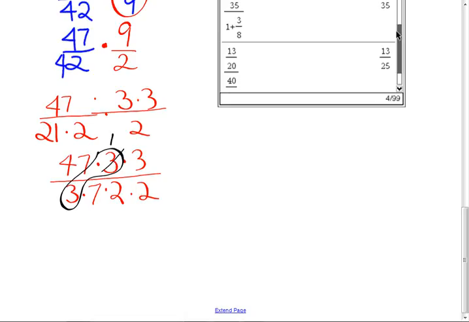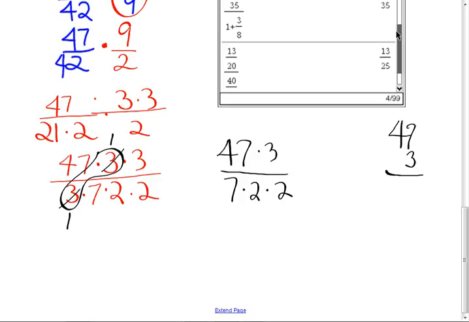3 goes in once, and I'm left with, and again, I'm probably going to use a calculator, 47 times 3 over 7 times 2 times 2. Okay, I don't have my calculator handy, so I'm going to multiply it out. Remember how to do long multiplication? It's probably been a while. What's 3 times 7? 21. Carry the 2. It's not really 2, it's 20. 3 times 4 is 12 plus 2 is 14. So that's 141 divided by, you want to do these two together? What's 2 times 2? 4, and 4 times 7 is 28.